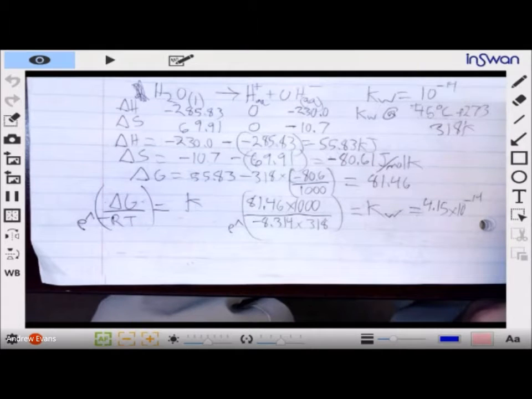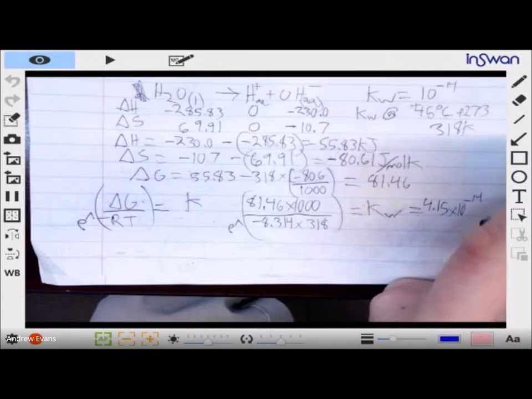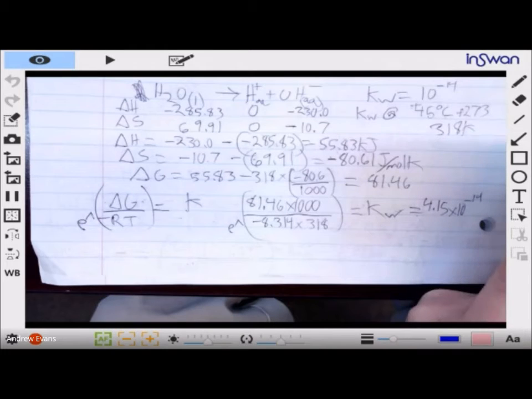Okay. So that would be our value, assuming we did everything right.